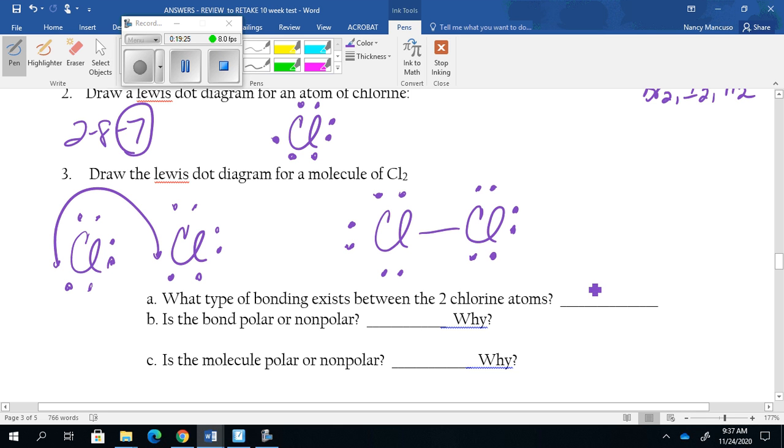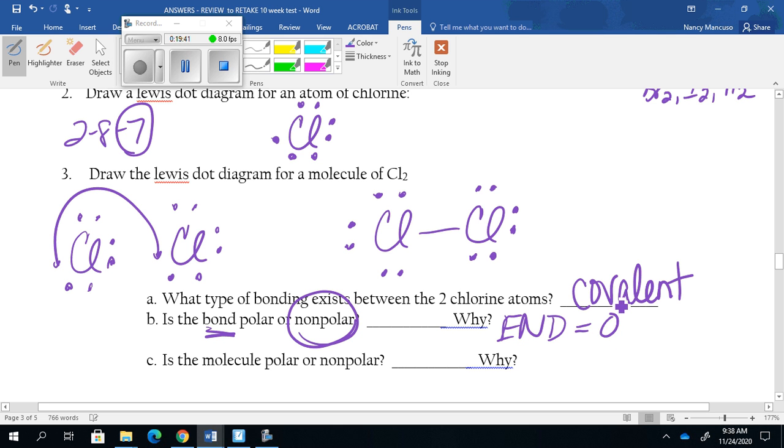So what type of bonding? This is covalent bonding because they are sharing electrons. All right, is the bond polar or nonpolar? It is definitely nonpolar. And the reason why is the electronegativity difference is equal to 0. I don't even have to look up the electronegativity of chlorine because the value of chlorine minus the value of chlorine is going to come out 0.